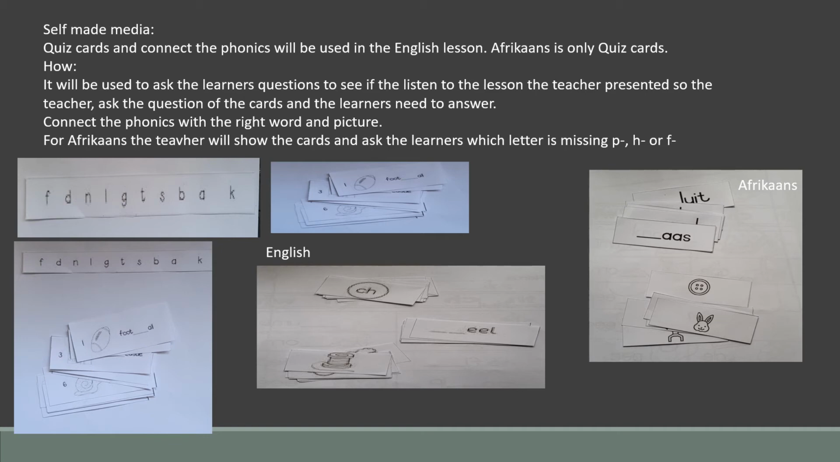And with the connect the phonics, they need to connect the phonics with the right word and the picture. And for Afrikaans, the teacher will show the cards and ask the learners to fill in the missing P, H or F.